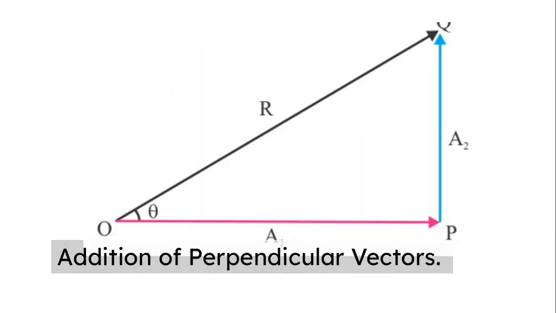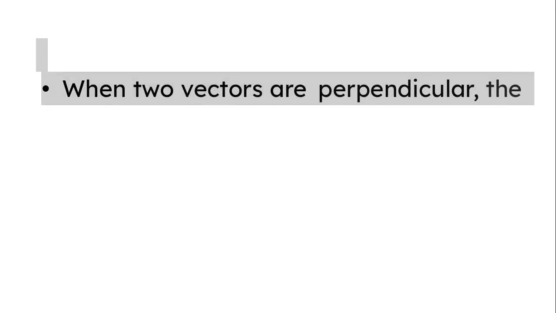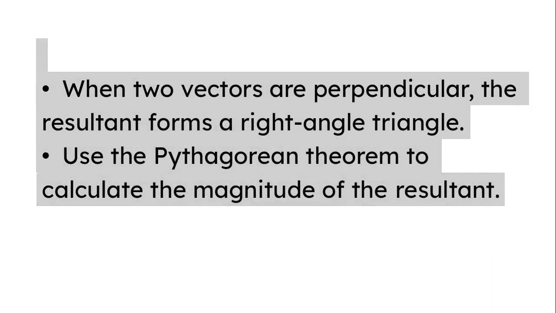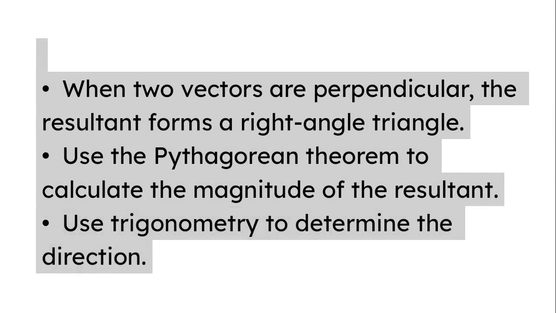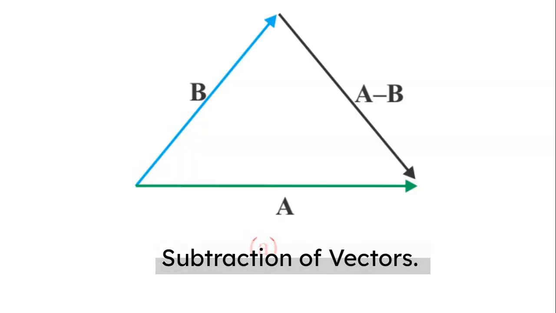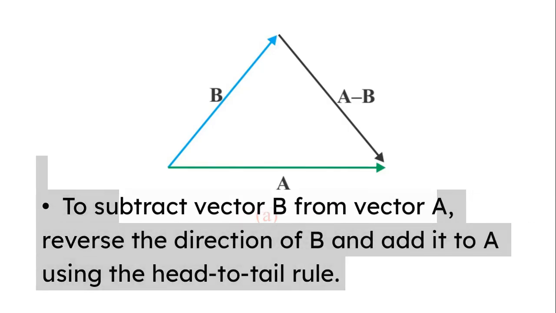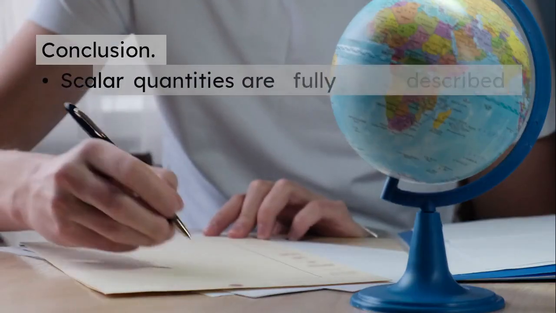Addition of perpendicular vectors. When two vectors are perpendicular, the resultant forms a right-angled triangle. Use the Pythagorean theorem to calculate the magnitude of the resultant. Use trigonometry to determine the direction. Subtraction of vectors. To subtract vector B from vector A, reverse the direction of B and add it to A using the head-to-tail rule.